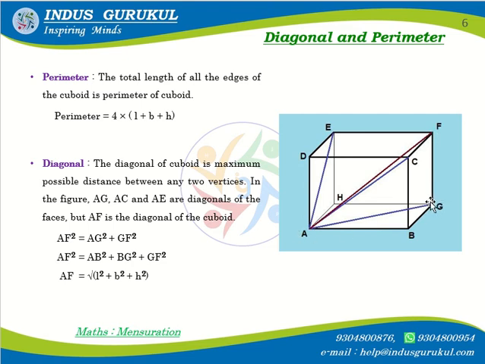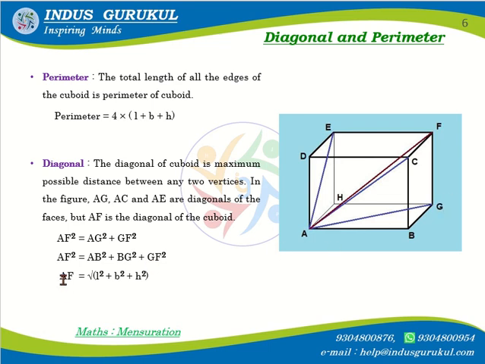Now, in the case of AG and GF, this will be 90 degrees. Don't go through the 2D figure. In the case of a 3D figure, this AG is perpendicular to GF. So using the Pythagoras theorem, it is AG square plus GF square. And what is AG square? Because of this rectangular face, AB square plus BG square is simply the value of AG square.